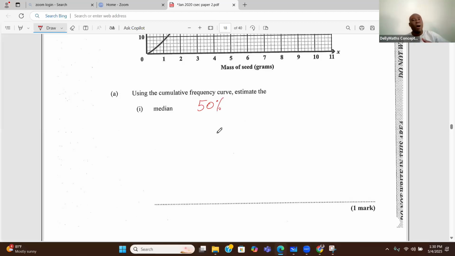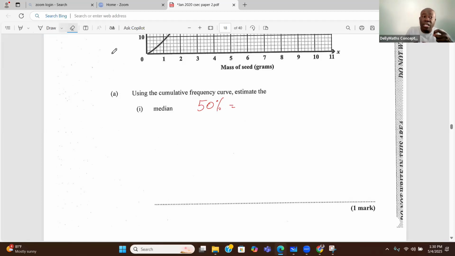And remember, it is not raw data, where I showed you how to find it, where it's in a table and you do that up down thing. That's not it. This is just having the cumulative frequency curve. The median is 50%, and it is actually Q2. 50% is our second quartile, it's Q2.